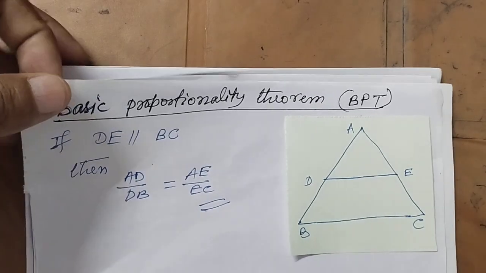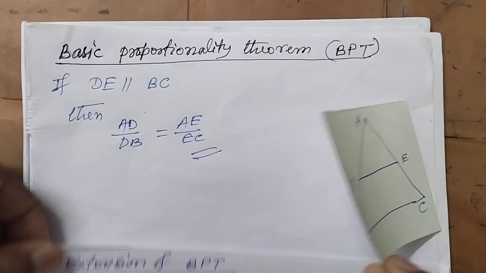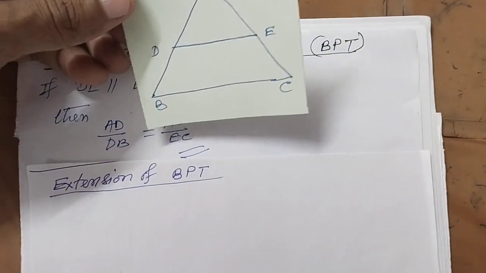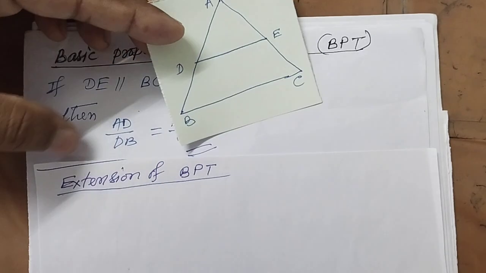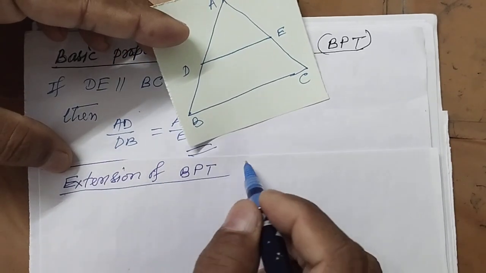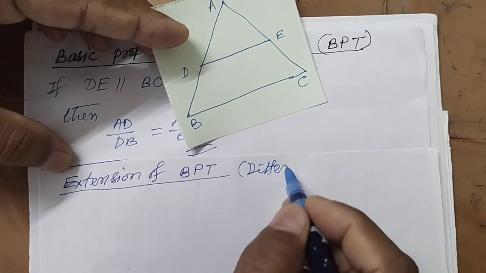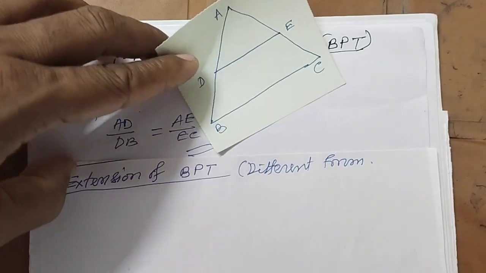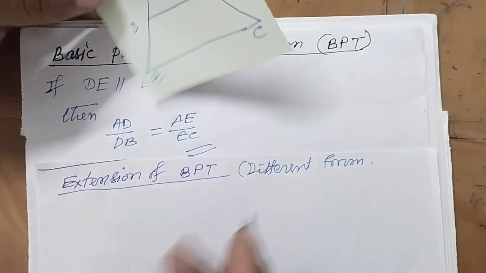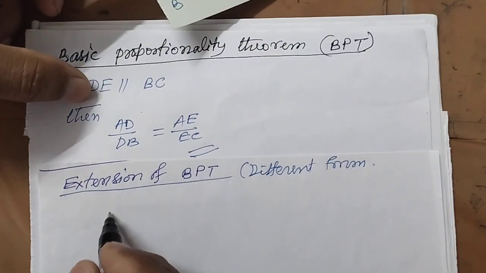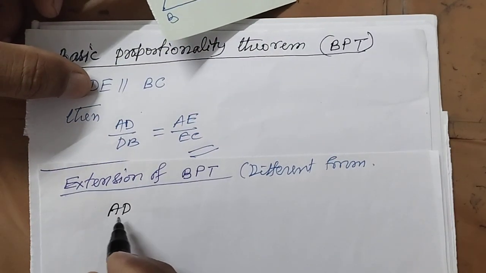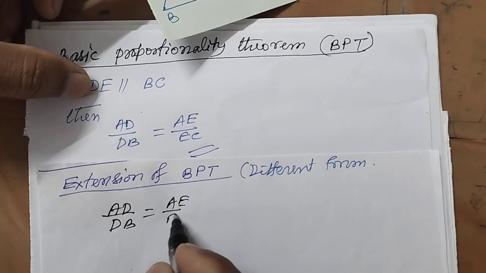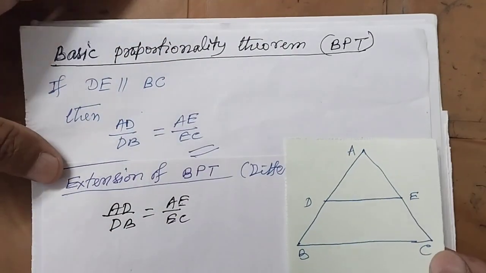Now this theorem can be extended, you see, in this extension of BPT. Extension means we cannot actually extend it, but we can write it in a different form. This BPT can be written in different forms. How, you see? See what we have got. According to BPT, AD by DB is equal to AE by EC. This is the diagram here.